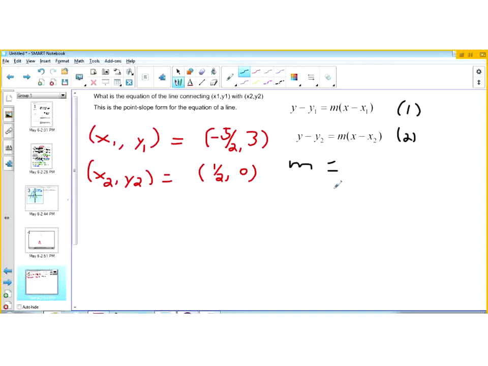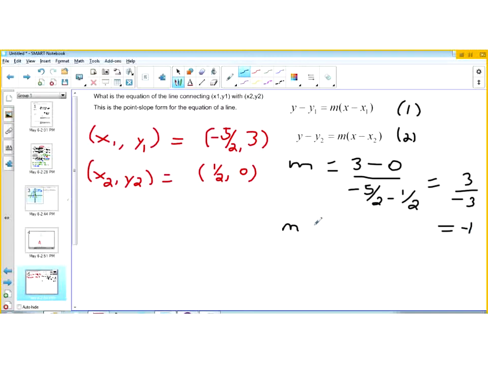y1 minus y2. So that would be 3 minus 0 divided by x1 minus x2. So that would be minus 5 halves minus 1/2. So we first calculate our slope, and that's equal to 3 divided by negative 3, which is equal to negative 1.